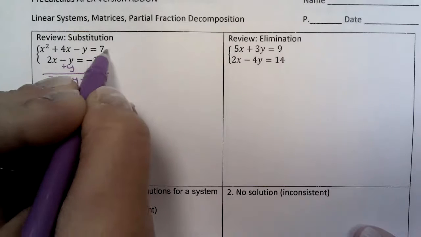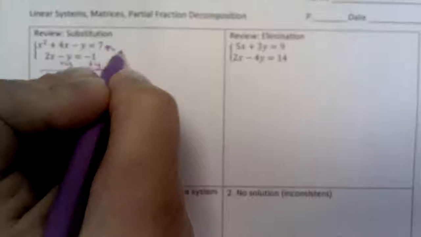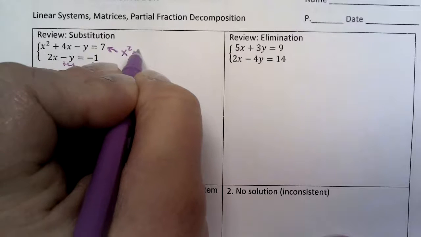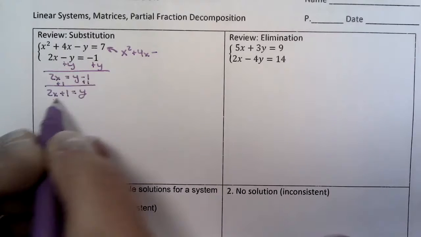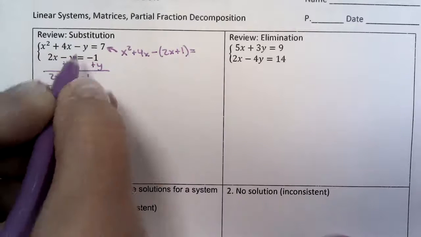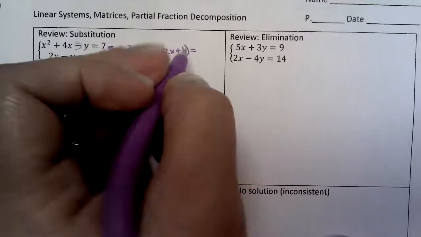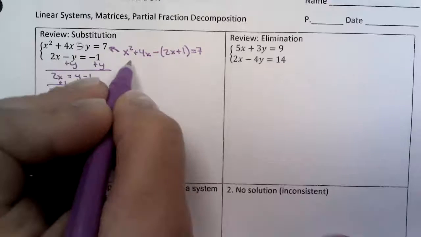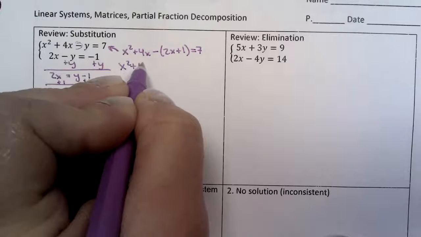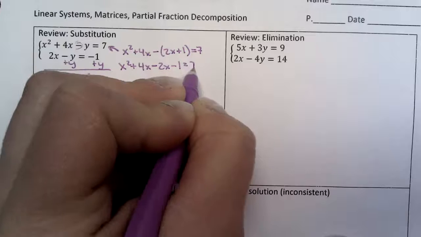So now anywhere I see a y in this equation, I can plug that in. So that's what I'm going to do. So x squared plus 4x minus (2x plus 1). And make sure you put this in parentheses so that you do not forget to distribute this negative sign. Okay, equals 7. All right, so x squared plus 4x minus 2x minus 1 equals 7.